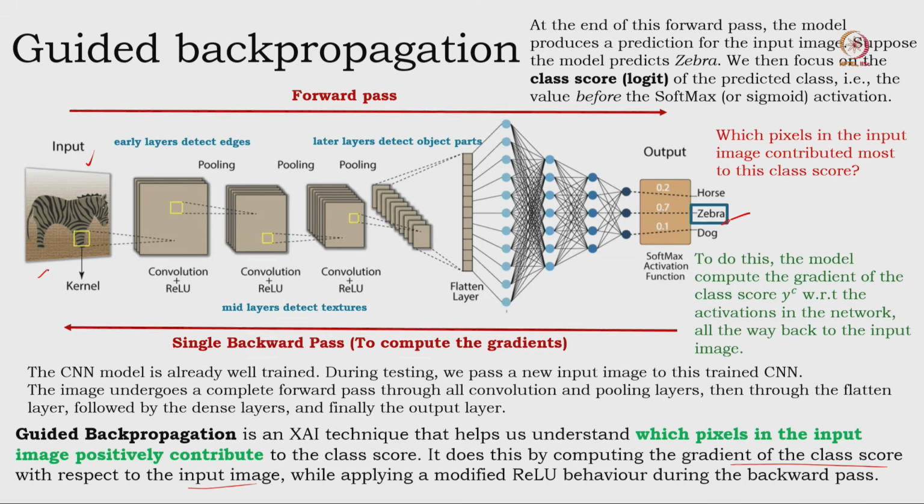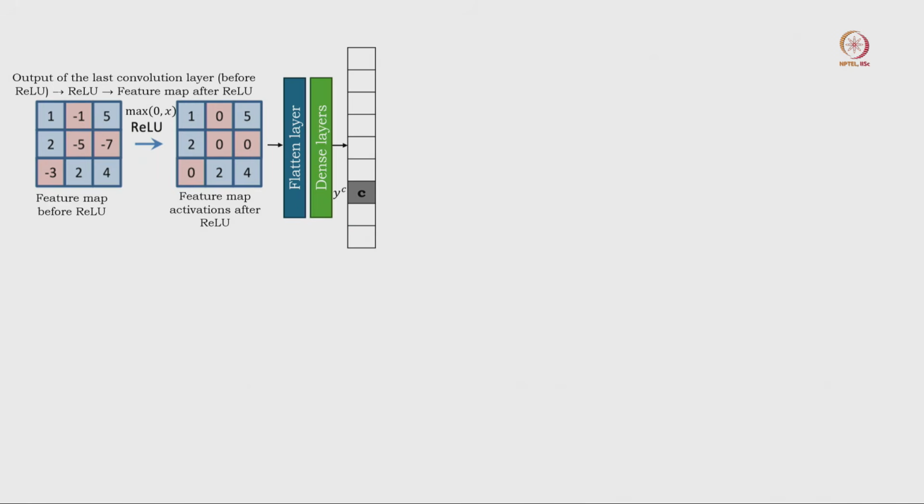So, in the backward pass, it is going to compute the gradients of all the activations until it reaches the input. So, how is it going to do this? It does so by modifying some ReLU behavior during the backward pass, which we will explore in the coming slides. So, from this slide, what we are understanding is just a formal definition of guided backpropagation. Now, let us get into the working mechanism.